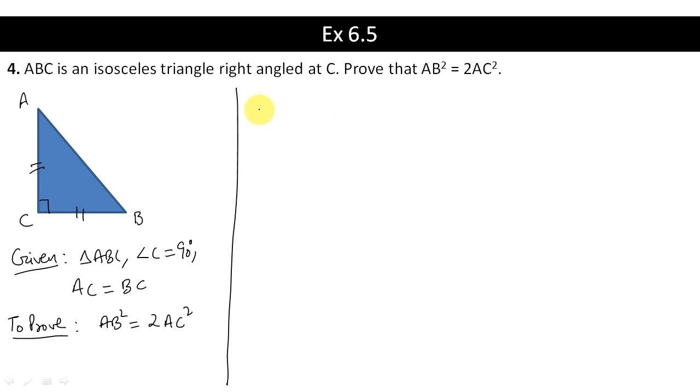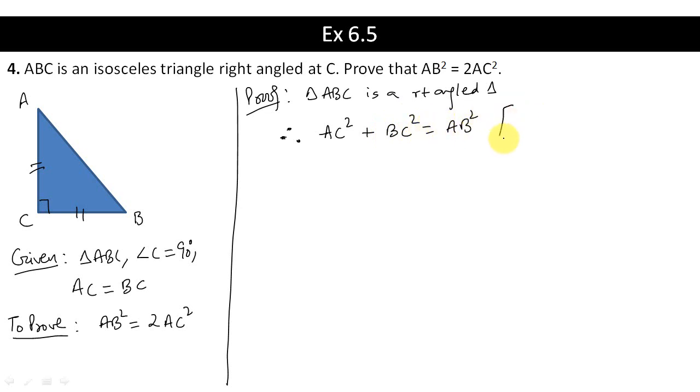Now since triangle ABC is a right angled triangle, therefore by Pythagoras theorem you will get AC square plus BC square is equal to AB square. Base square plus perpendicular square is equal to the hypotenuse square. Since angle C is 90 degrees, that means AB will be the hypotenuse of this triangle.